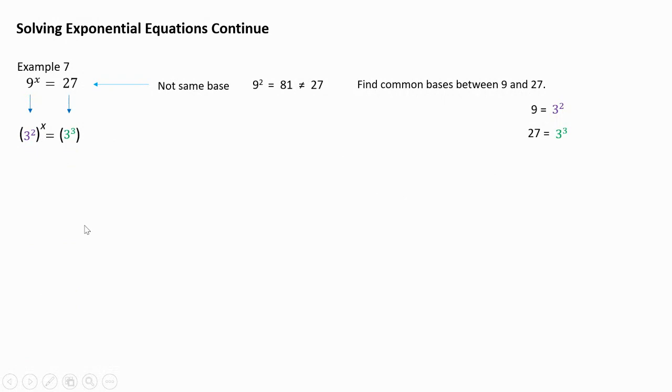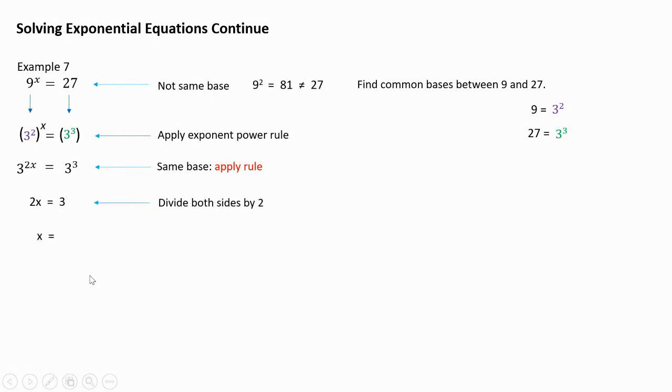Now we can apply the power rule, the exponent power rule. We multiply the powers, so 2 times x is 2x. And we just bring down the 3 to the 3rd power. So now they have the same base, so the exponents must equal each other. We divide both sides by 2. So the answer is 3 over 2.